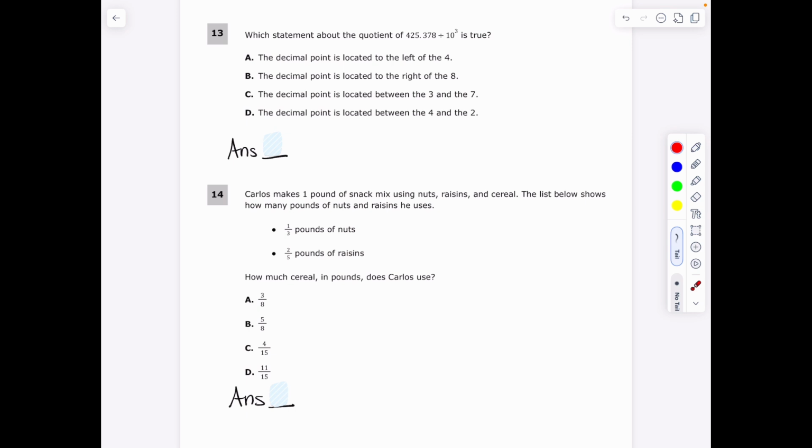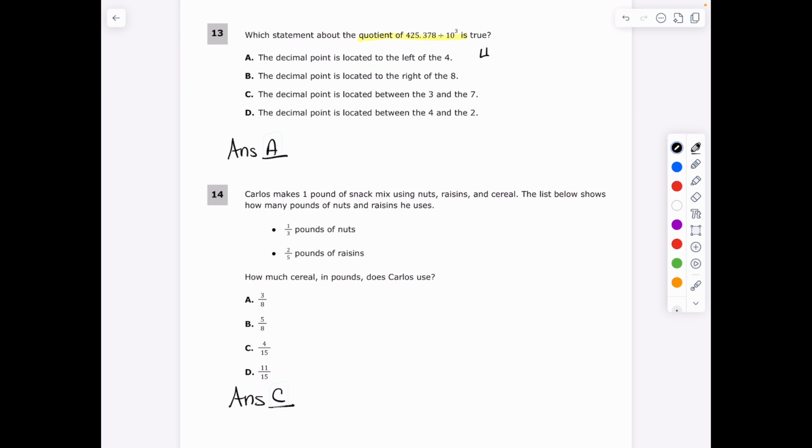All right, we have 13 and 14. So for 13, the answer is A. We're definitely going over that one. And for 14, the answer is C. All right, for 13, we want to know which statement is true: the quotient of 425.378 divided by 10 to the third power. So let's think about this for a second. What does that even mean?